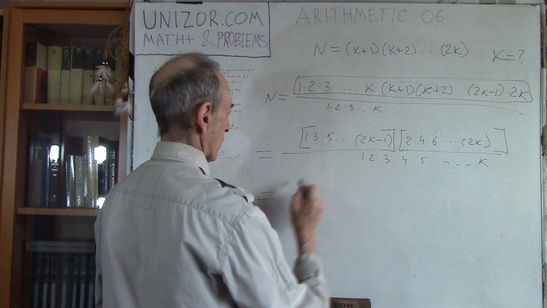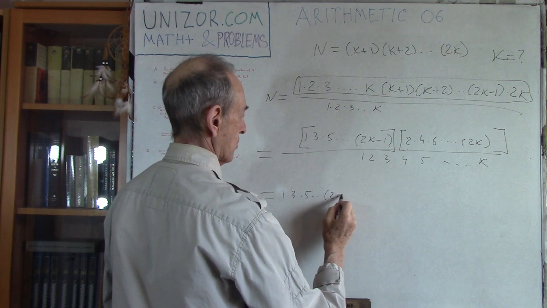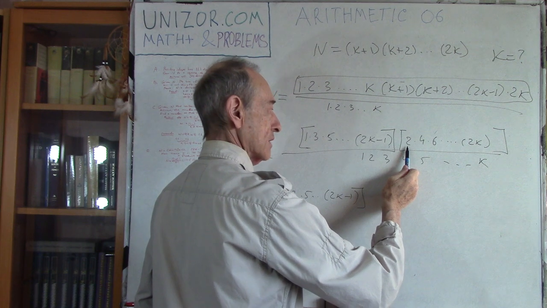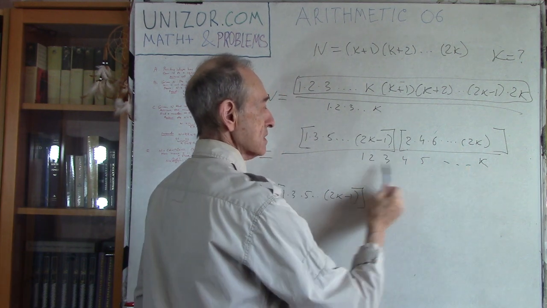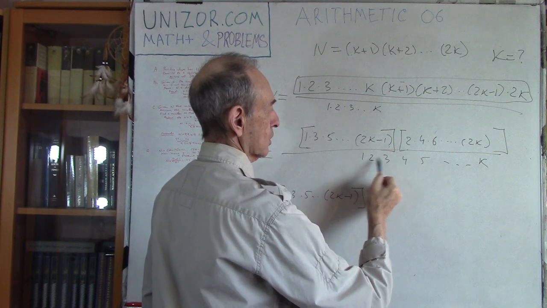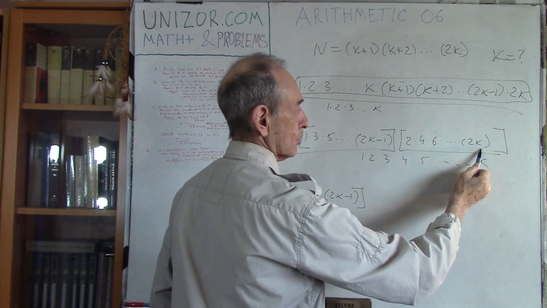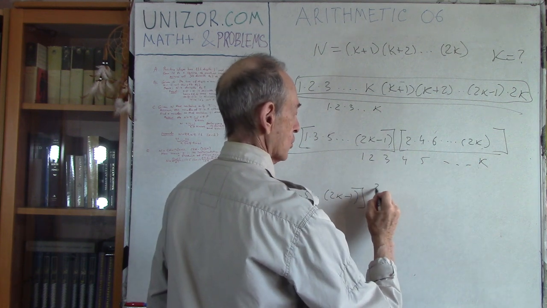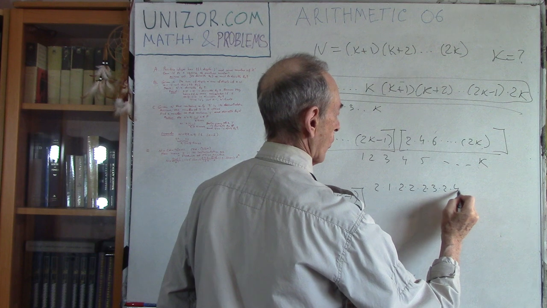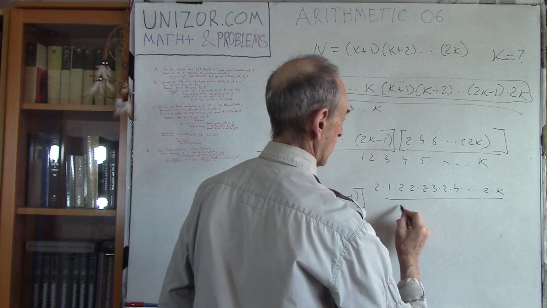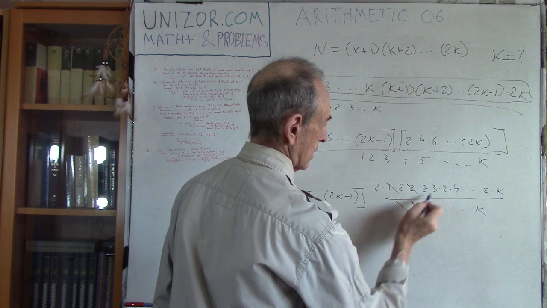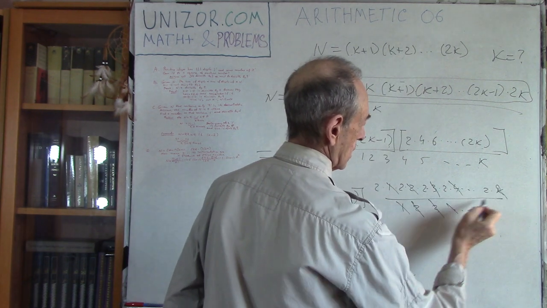Equal to, well, let's separate this, 1, 3, 5, etc., 2k minus 1. This is the one part. And look at this. These are even numbers, 2, 4, 6, 2k. Each one of them is half of the one which is on the top. 1 is half of 2, 2 is half of 4, 3 is half of 6, k is half of 2k. So we have basically 2 times 1, 2 times 2, 2 times 3, 2 times 4, etc., 2 times k, divided by 1, 2, 3, etc., k. Right? And these are canceling out. And I will have only 2s.